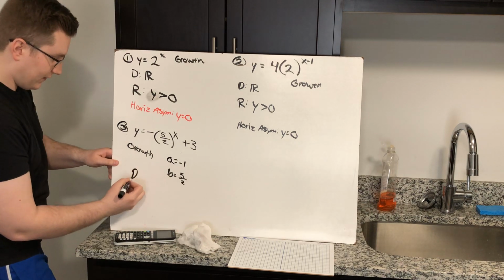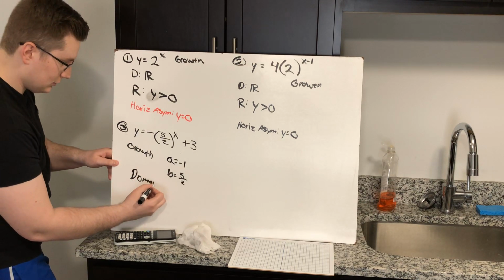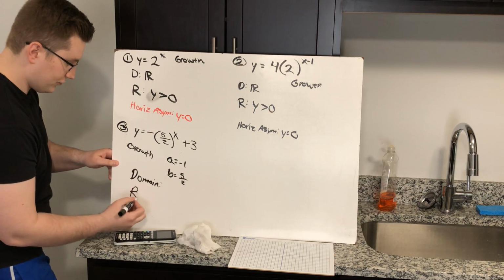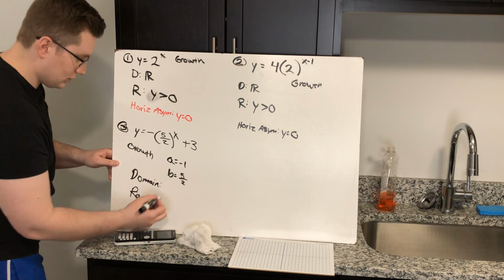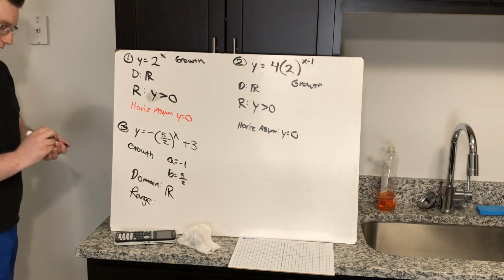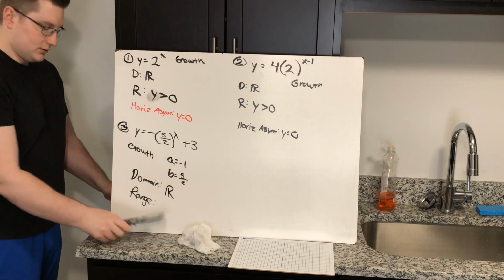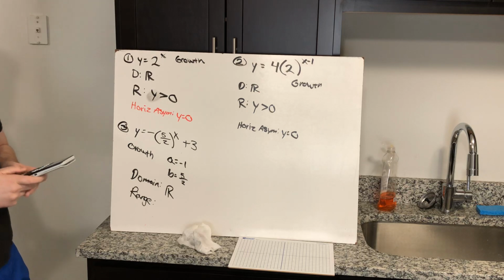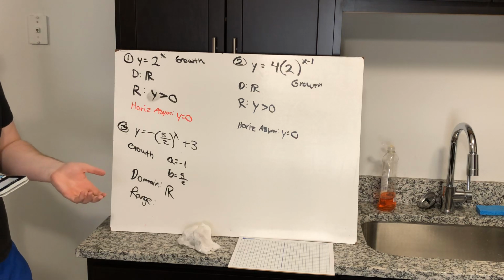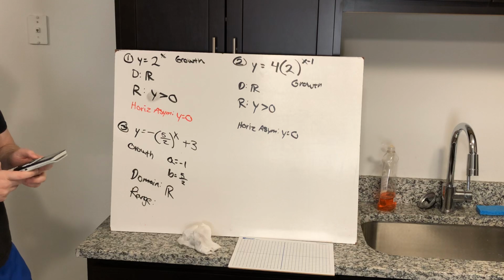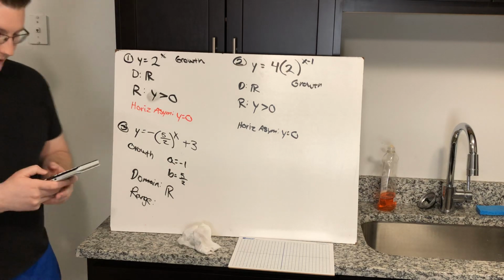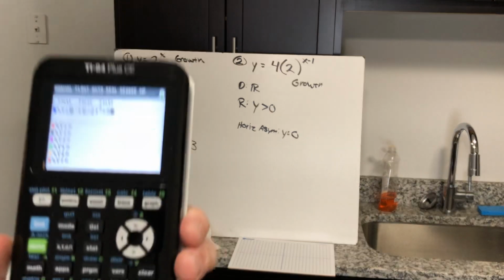So I still want to find my domain and my range. Domain is all real numbers. And if I'm looking at my range, go into my calculator, and I'm not sure about my range for this one. So I'm going to go y equals that negative, put in parentheses 5 halves raised to the x power, and then plus 3. Should look something like that.